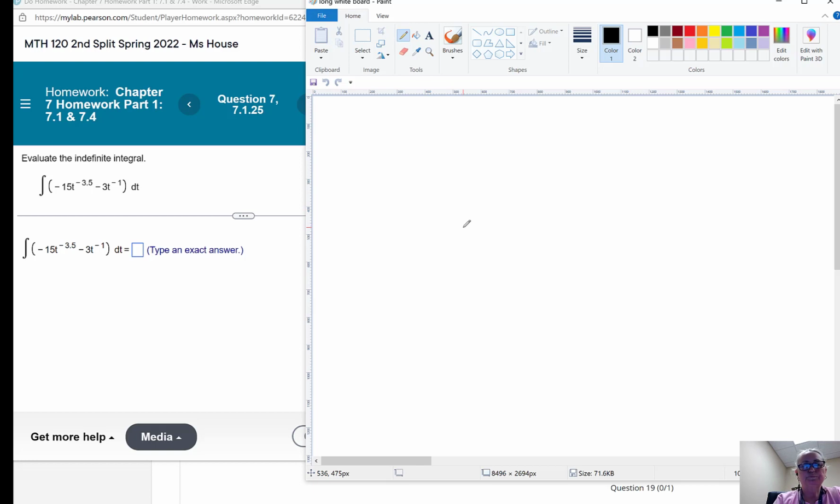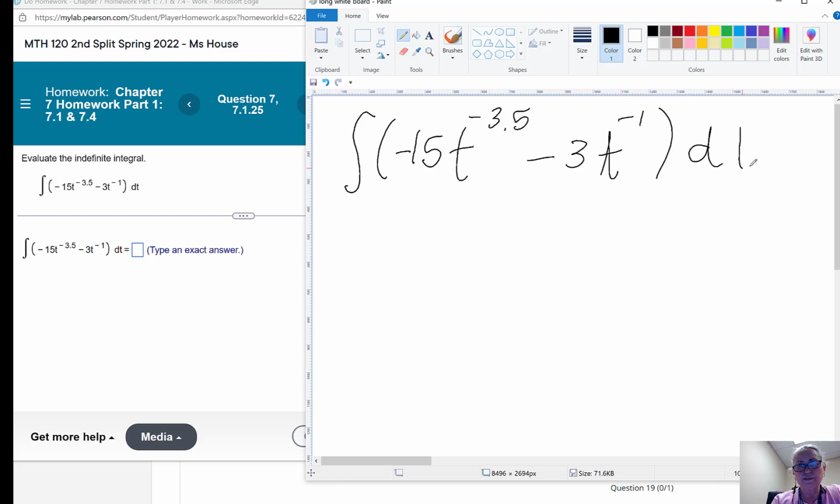Number 7, the integral of negative 15 t to the negative 3.5 minus 3 t to the minus 1, all of that is dt, meaning the derivative has been taken and we're going backwards to the original function. Now I'm going to put these constants out front, and I'm going to remember, if I'm separating these terms, I need a dt for each one.